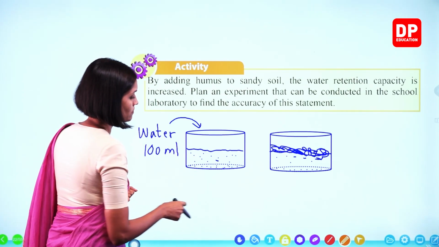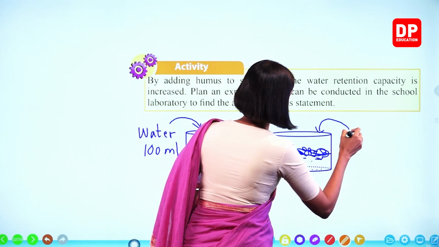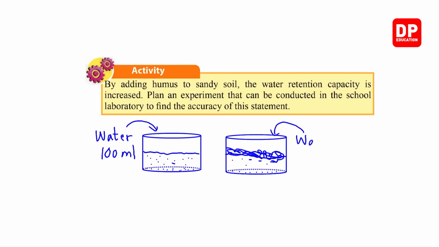Or 50. Right? This one also the same amount. 100 milliliters.